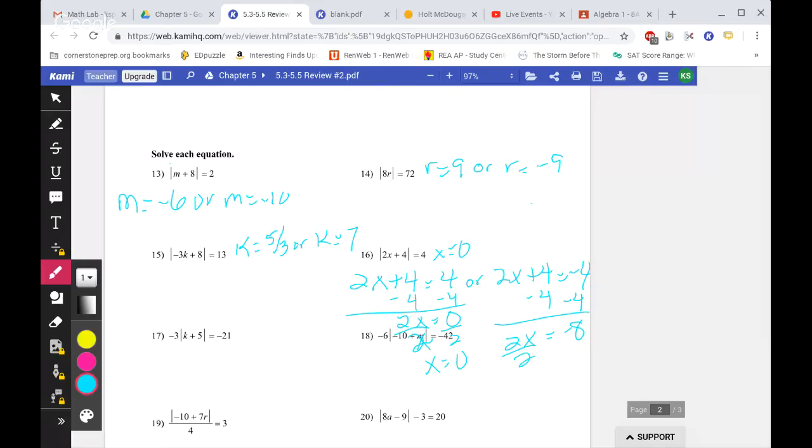Sorry about that. Divide both sides by 2, and x equals -4. So x equals 0 or x equals -4 for this one.